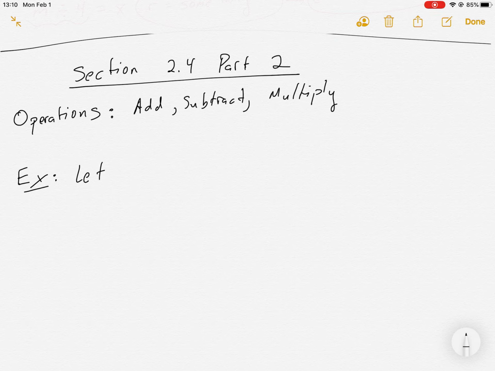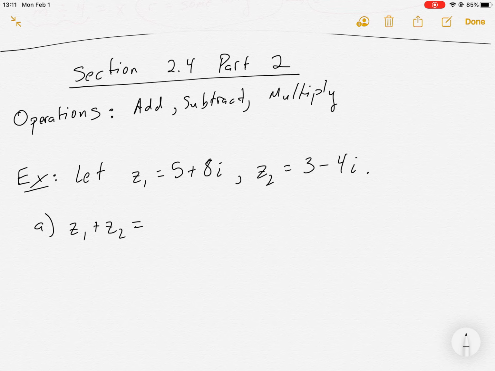So we're going to let one complex number be the number 5 plus 8i, and then we're going to let another complex number be, let's do 3 minus 4i. And we'll be using these throughout the next few examples. So the first one is, let's go ahead and add z1 plus z2.